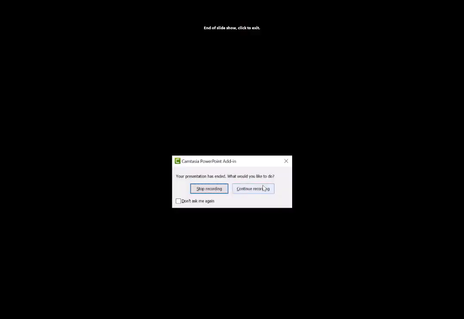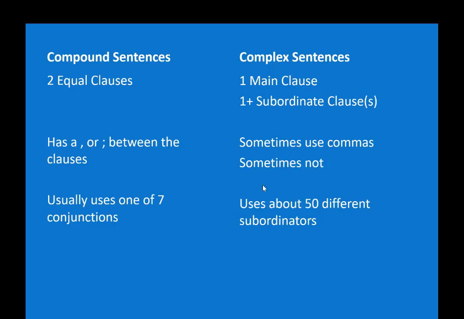Yeah. Okay. So next, we're going to take a look at a couple pages and chapters in the book, see some examples of these in real life, and practice identifying different types of clauses.